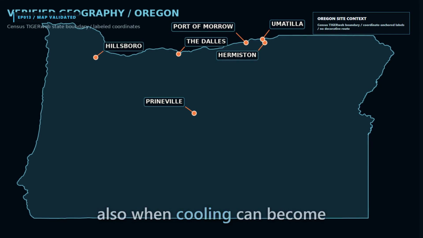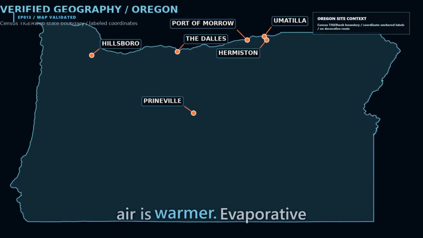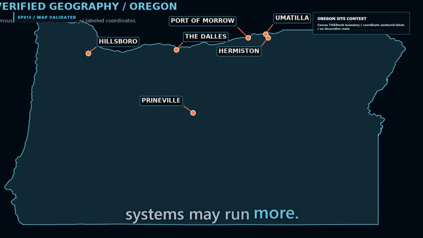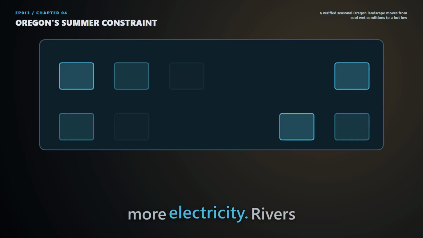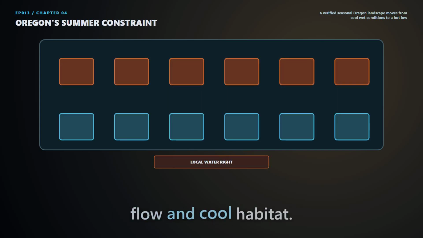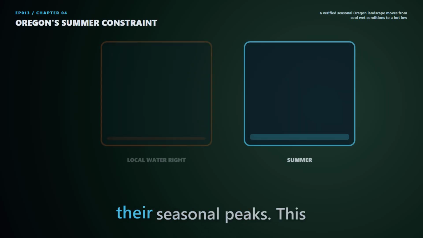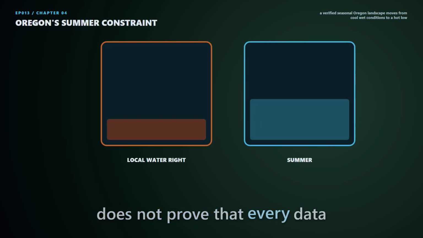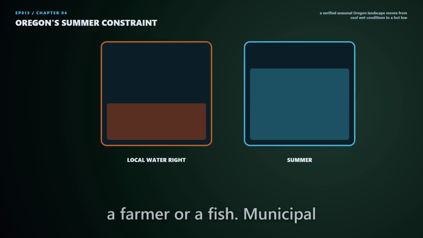Summer is also when cooling can become most demanding. Outdoor air is warmer. Evaporative systems may run more. Dry systems may consume more electricity. Rivers can be lower and warmer, while fish need adequate flow and cool habitats. Farms and cities are near their seasonal peaks. This does not prove that every data center competes directly with a farmer or a fish.